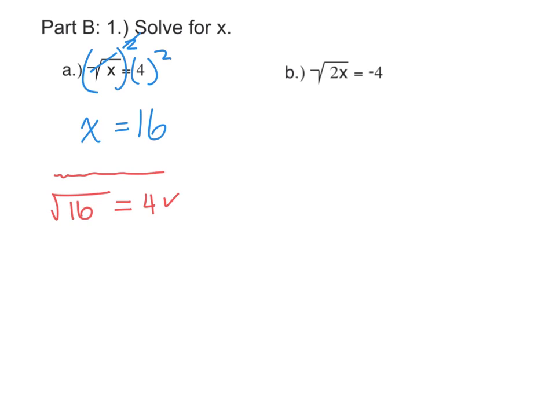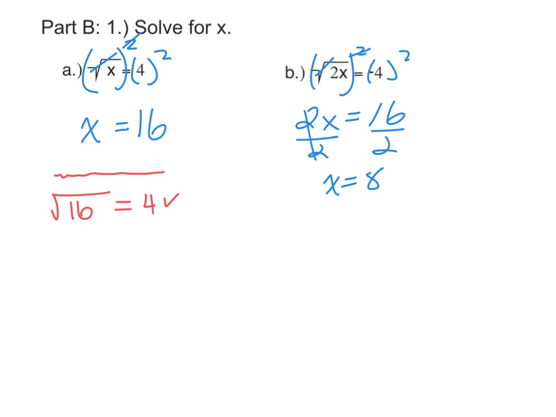Now when we have the square root of 2x is equal to negative 4, we're going to do the same thing and square both sides. So square root squared, those guys cancel and leave us with 2x. And on the other side we'll have negative 4 squared, which is 16. Continue by dividing by 2, and x equals 8.